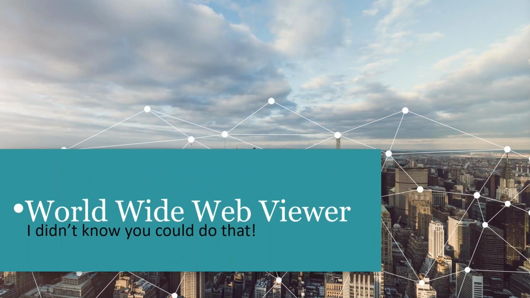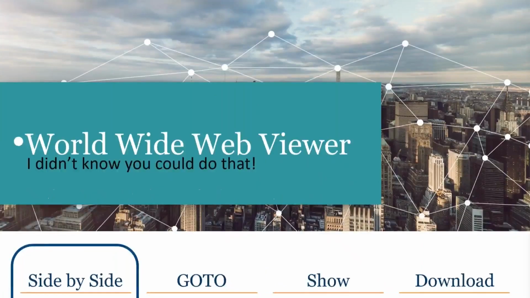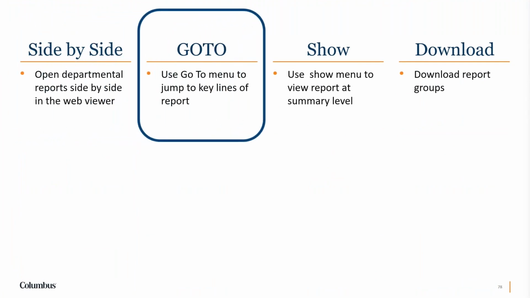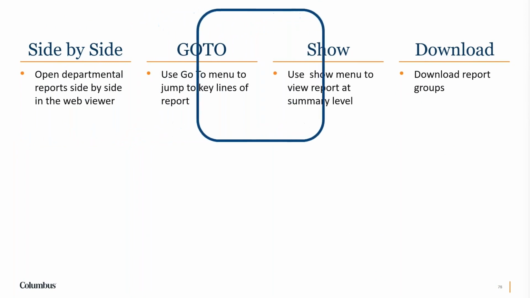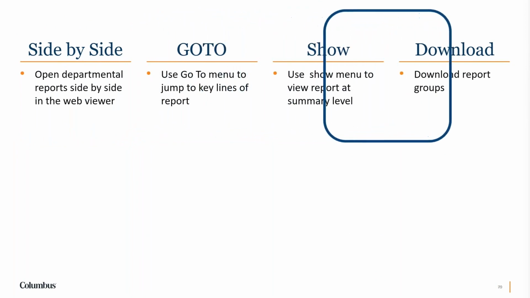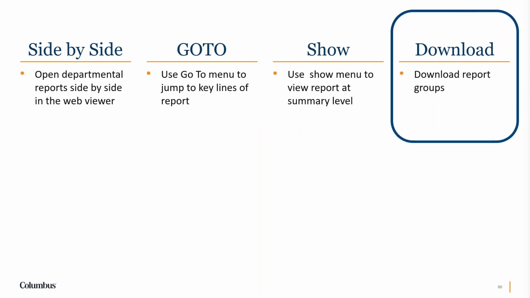The next 4 tips will revolve around the World Wide Web Viewer. You just need to have an internet browser to use the web viewer. We're going to talk about how to display your reports side by side, how to use the go-to function, how to show summary lines of a report, and then how to download all the reports to a single workbook.